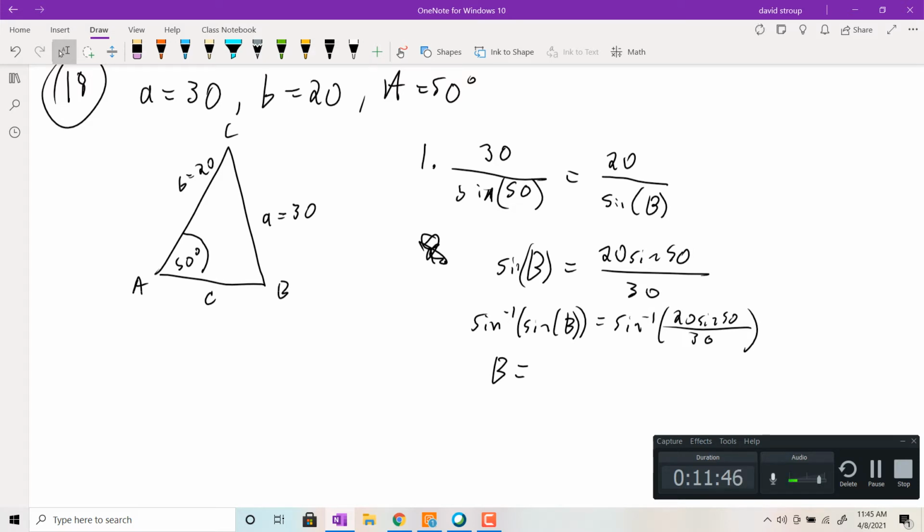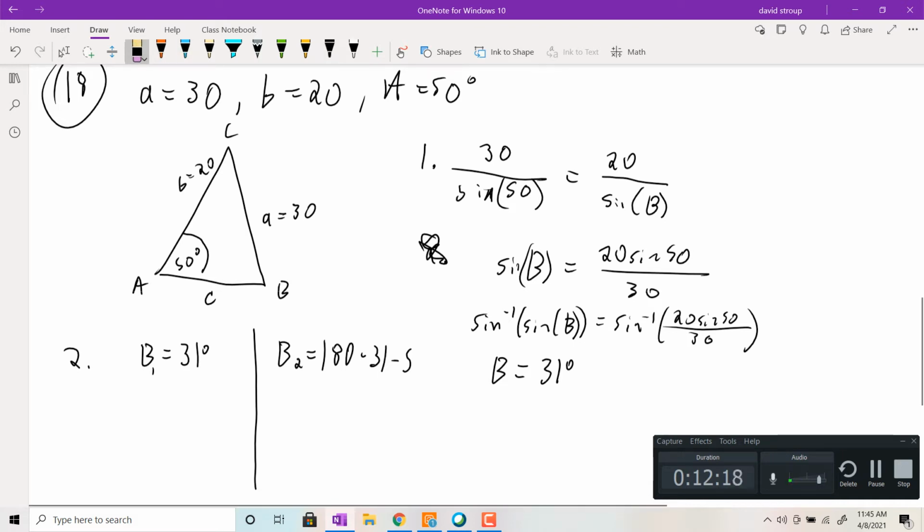You'll get one answer. In this case, if you put it in your calculator, it'll just give you 31 degrees. And then you kind of have to turn it into two problems at that point. So this one is B1 equals 31 degrees. And then you have the other one, B2, which is 180 minus 31. Sorry.